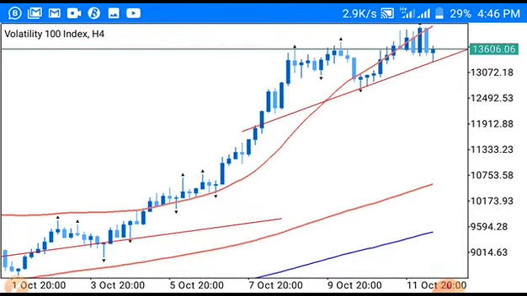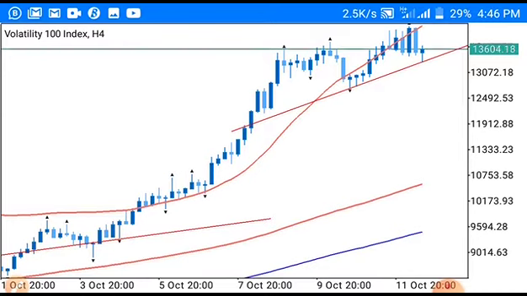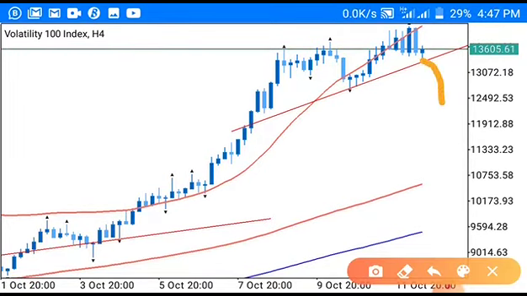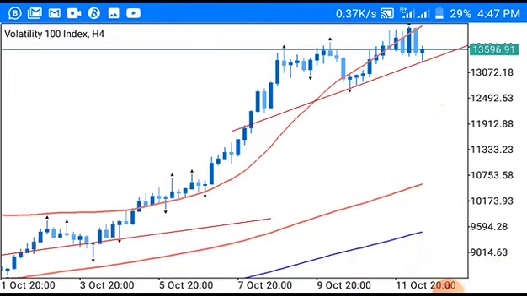Now look at what we have. Can you see how this is respecting this trend line? It means this trend line is valid. Now you don't pray for this market to come down anytime soon.